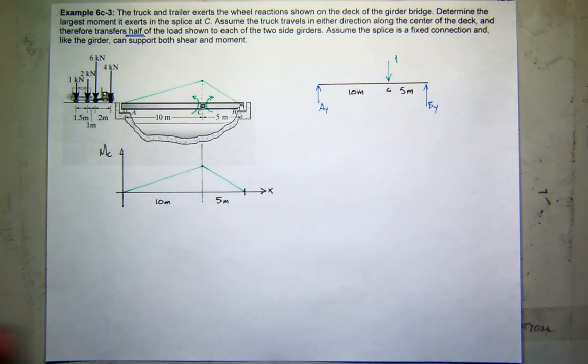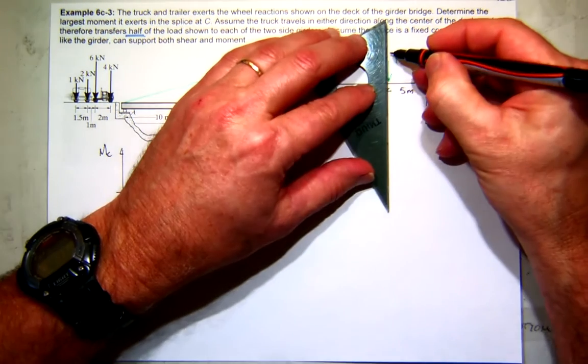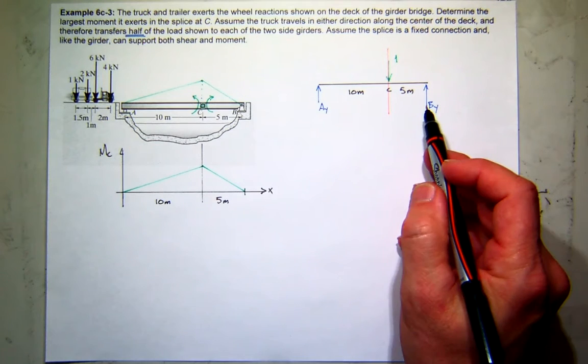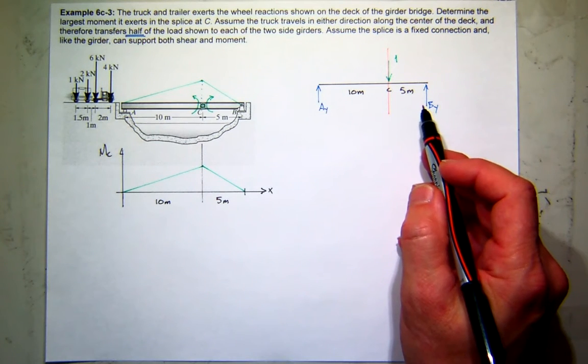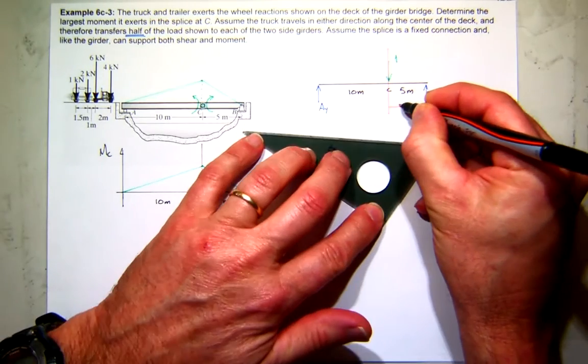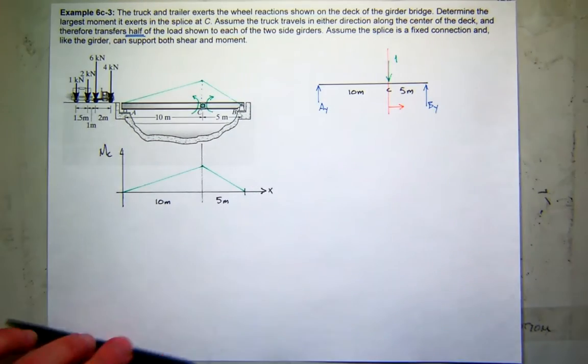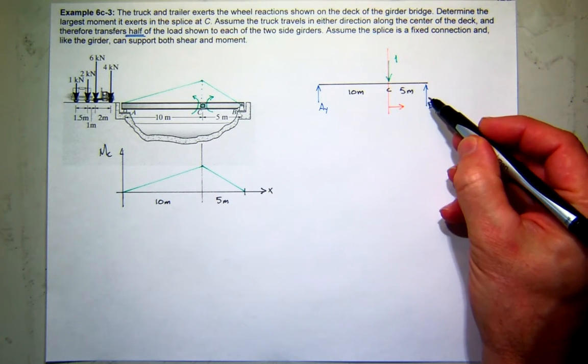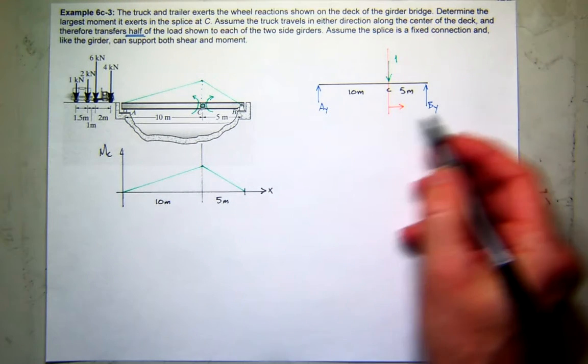So I'm going to cut the structure there, right? I'm going to cut the structure at C. Which side do you want to work? Do you want to work the left side or the right side to find the internal moment? Right. Well, I heard right first, so we'll do the right side. If I do the right side, then what do I need to know? I need to know the reaction at B.